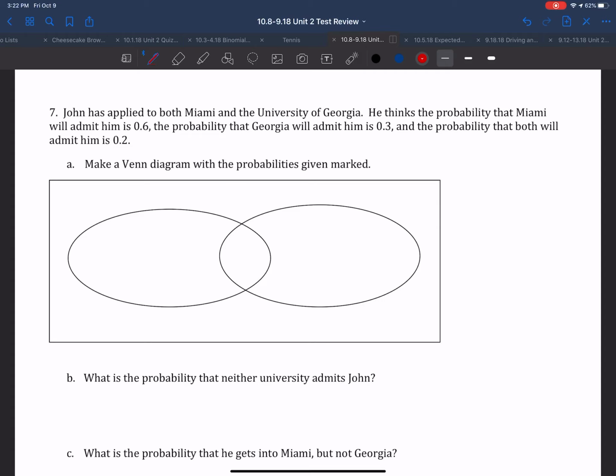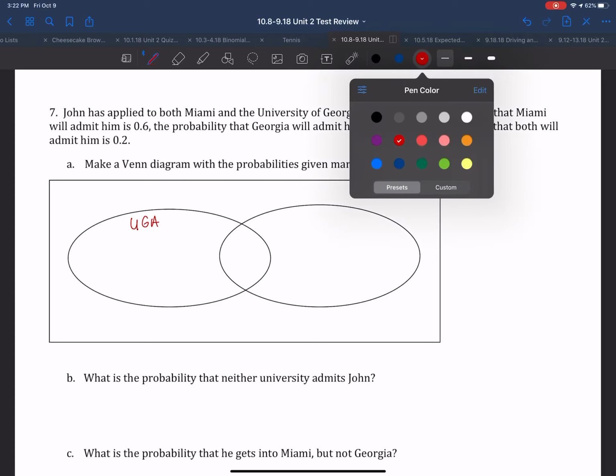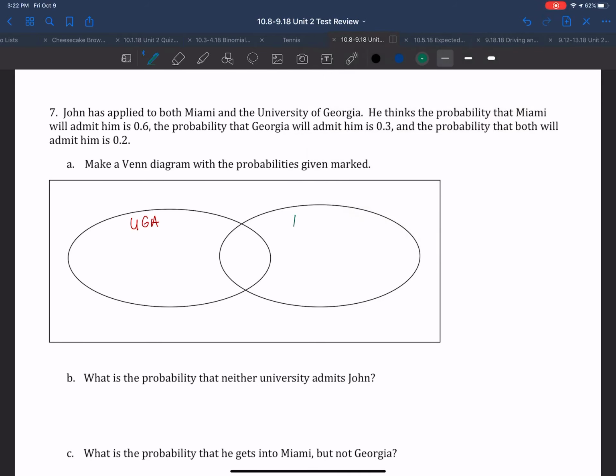Now the next one, John has applied to both Miami and the University of Georgia. He thinks the probability that Miami will admit him is 0.6 and that Georgia will admit him is 0.3 and the probability that both is 0.2. And so we want to make a Venn diagram. And so we're going to have two circles, one for UGA and one for Miami. I'm actually going to change colors here just because Miami is green. Probability that both admit him is 0.2. So I'm going to start with that in the center.